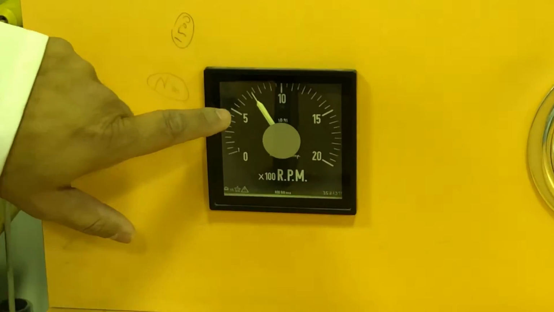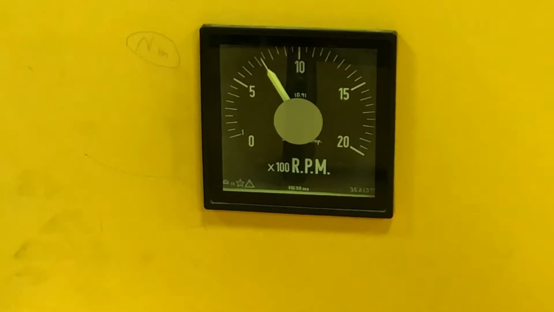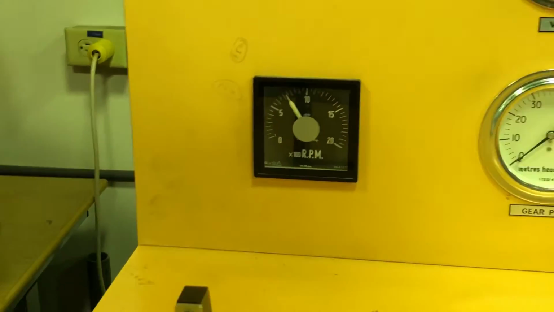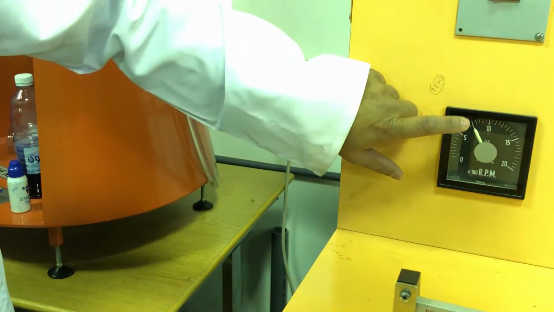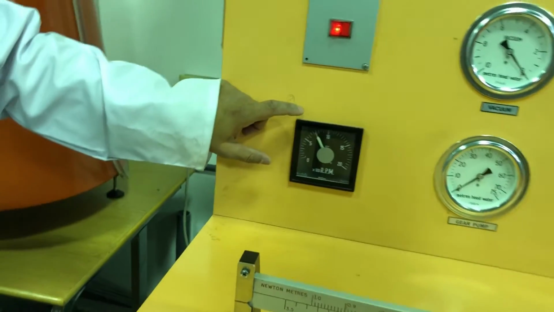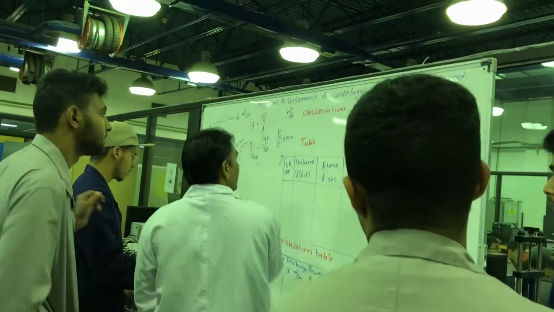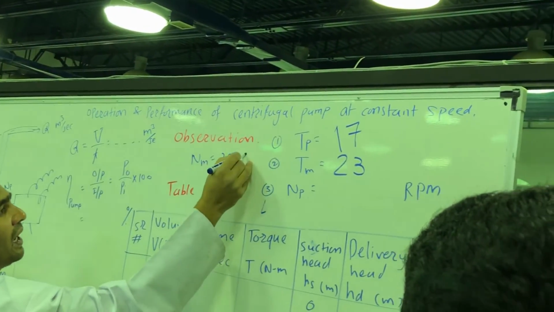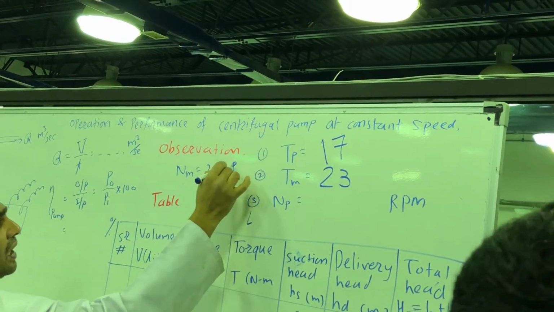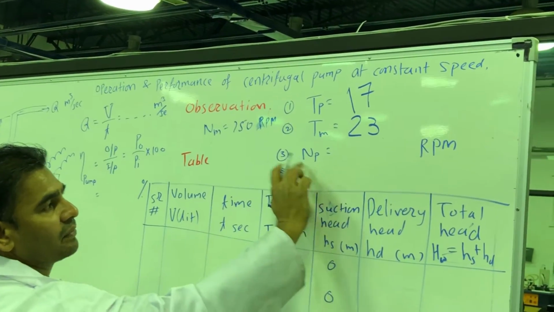So 500, 550, 600, 700, 750. So speed is 750. Which speed? This speed is motor speed, NM. Write it down. So I will write here, NM is equal to 750 RPM. So I will put this value and I calculate pump.